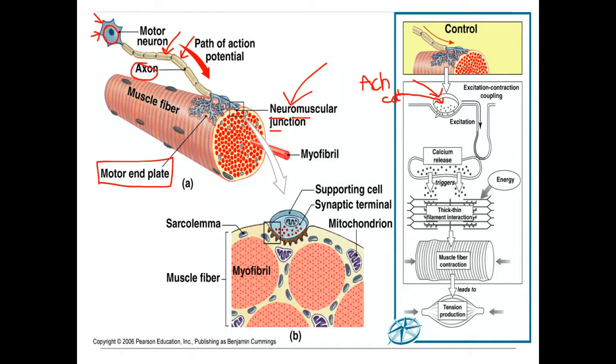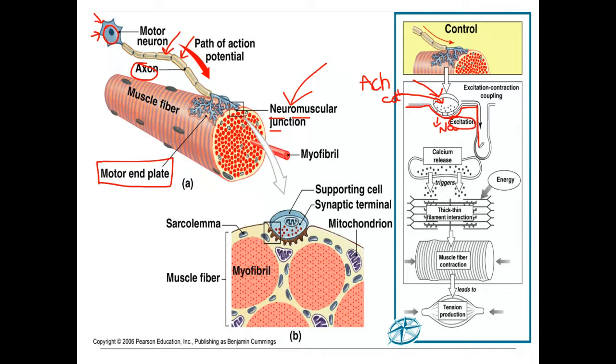The acetylcholine is going to bind with receptors on the motor end plate. So this is the motor end plate of the muscle. Acetylcholine binds to those receptors. They open up, and what rushes in is sodium, Na. Sodium rushes in. When sodium rushes in, it creates excitation. It creates an action potential, depolarization.